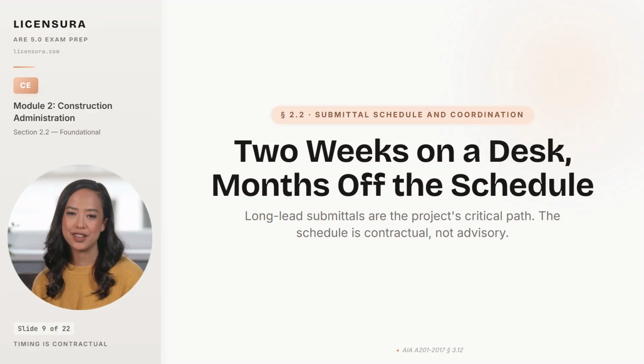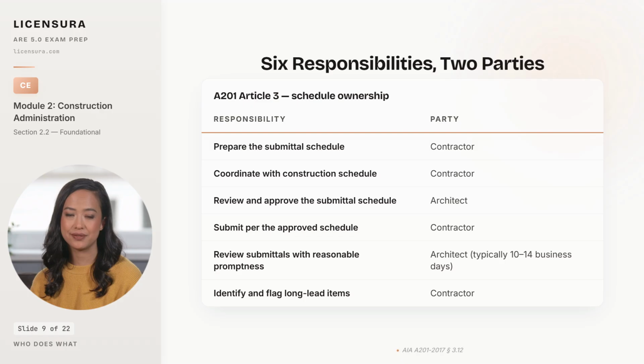6 responsibilities split cleanly between 2 parties, and the exam will test whether you can place each one. The contractor prepares the submittal schedule. The contractor coordinates that schedule with the construction schedule. The contractor submits according to the approved schedule, and the contractor identifies and flags long lead items at the pre-construction meeting so the design team knows which submittals carry the most schedule risk.